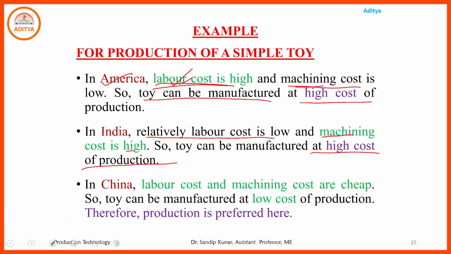But for example, in China, labor cost and machining cost are both cheap. So in that case the product is manufactured at low cost. The best place is preferred for production of any type of thing. So companies prefer China, because both costs are cheap. That's why they prefer China.